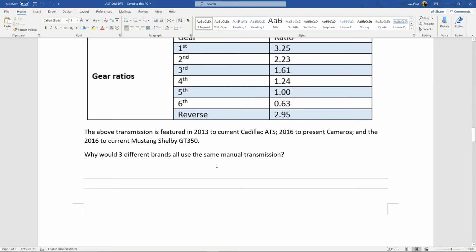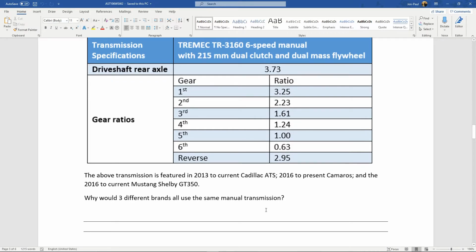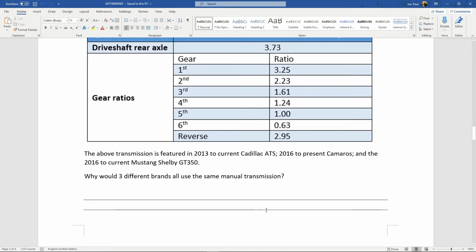This transmission, this Tremec, what number are you? TR3160, can be found in a Cadillac ATS, a Camaro, and a Mustang. And I would ask you, why are they all using this same transmission? I get Cadillac and Chevrolet, because those are both GM products, so it makes sense they're going to try to reuse the same transmission in as many products as they can. But Ford is also using it.